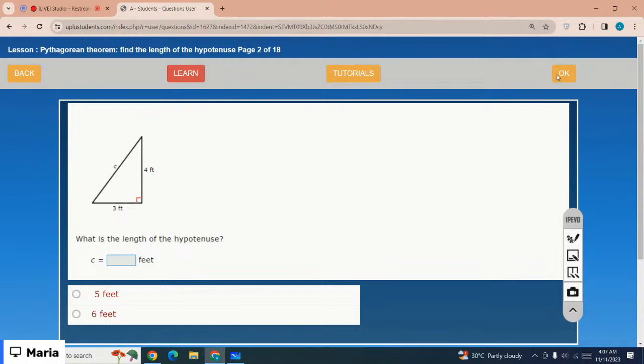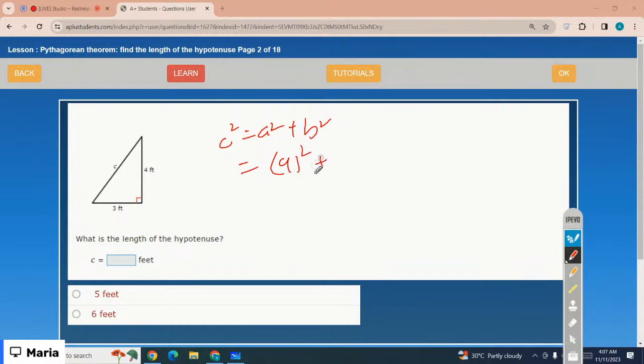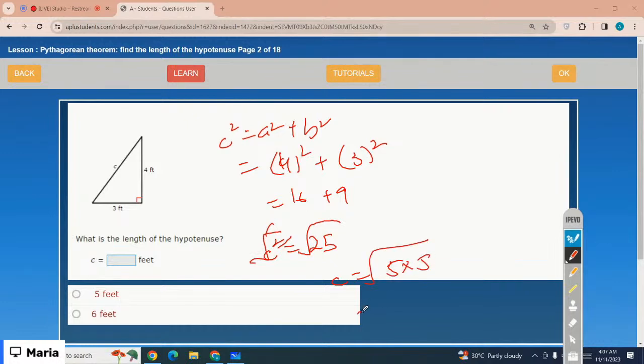Okay, so you are given the side lengths that are 4 and 3. You have to evaluate the hypotenuse. So C square equals A square plus B square. For example, A is 4, that is 4 square, and B is 3, that is 3 square. 4 square is 16, 3 square is 9. So 16 plus 9 is 25. That is the value of C square. You need to calculate the value of C, so just square root both sides, right? The square and square root cancel, you are left with C, and the square root of 25 is 5, since 5 times 5 is 25. So that is C equals 5, right? So the correct option is C equals 5.